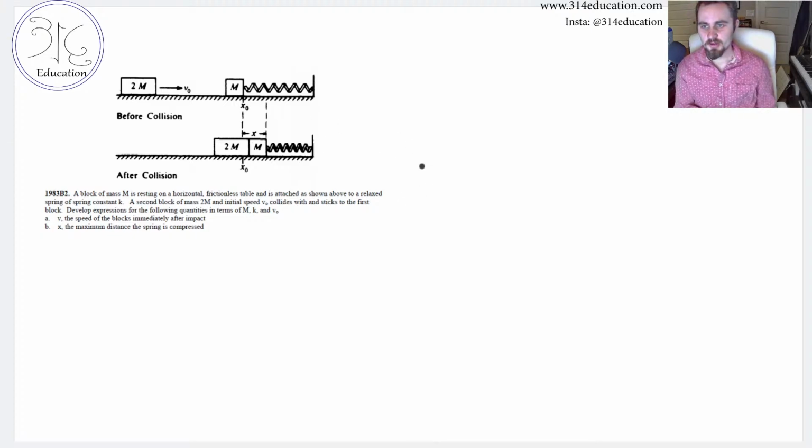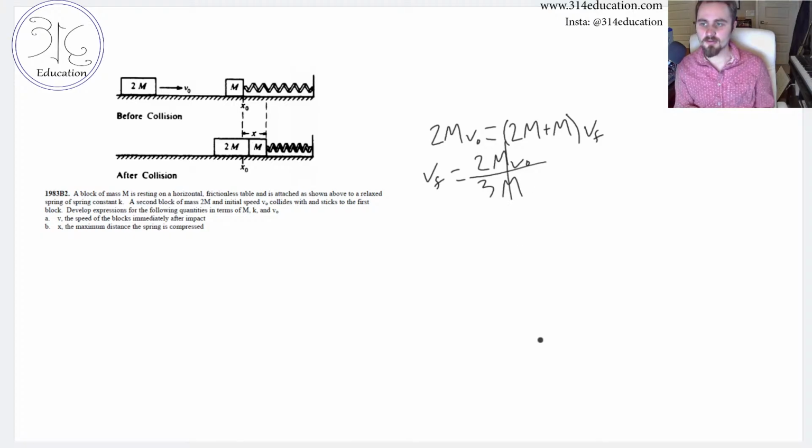This is then just going to be 2m v naught, the only thing contributing momentum at the beginning, which is going to equal the combined mass, so 2m plus 1m, which equals 3m, times some new velocity that we want to find. And so that v final is just going to equal 2m v naught over 3m. We can leave it like that. We can cancel the m's out, which, again, not hard to do, but technically you don't want to be playing too risky, but that's fine.